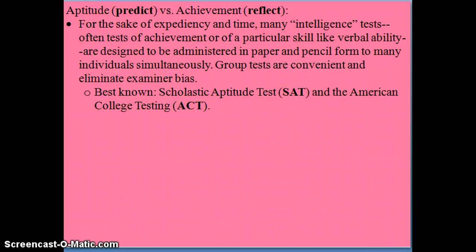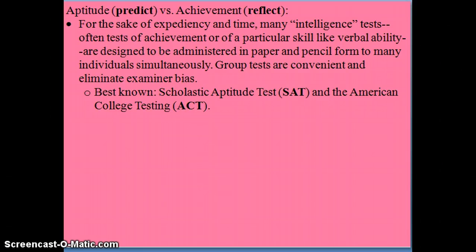Now, it's important to understand the difference between an aptitude test and an achievement test. Aptitude tests are intended to predict future performance on different things. So IQ tests are supposed to be aptitude tests to predict things, but unfortunately they don't always end up predicting anything. A lot of times they will be achievement tests. They'll reflect what somebody already knows.